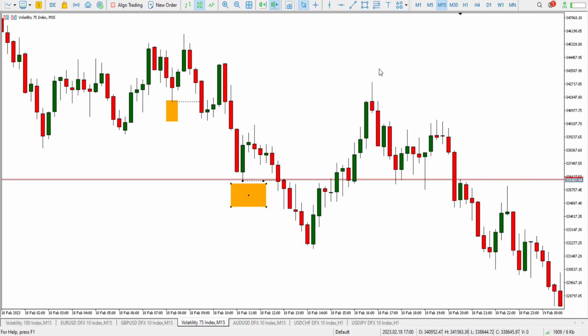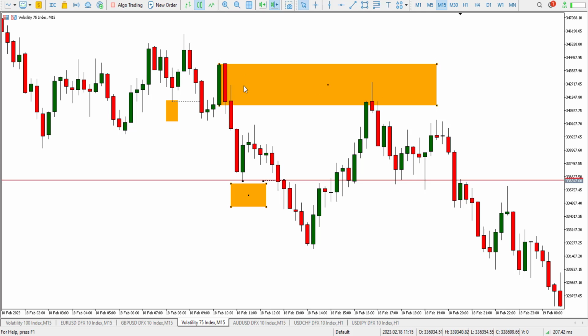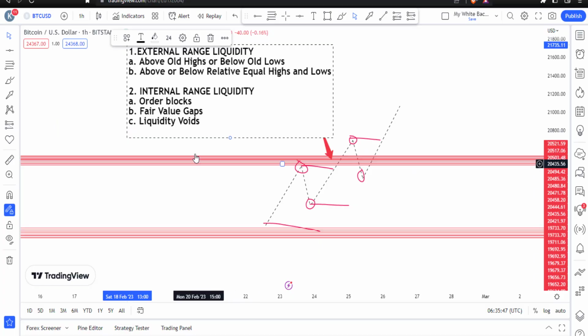Price came back to an internal range liquidity, which is an order block. Can you see this guy? This is a bearish order block. Price came into it, and then it traded down to this side. External range liquidity, internal range liquidity. Remember, old lows or old highs, or relatively old highs or old lows. They are not definitely going to be equal, but they are relatively equal, which means they are closely equal. And then it comes back to an internal range liquidity, either an order block, fair value gap, or liquidity void.